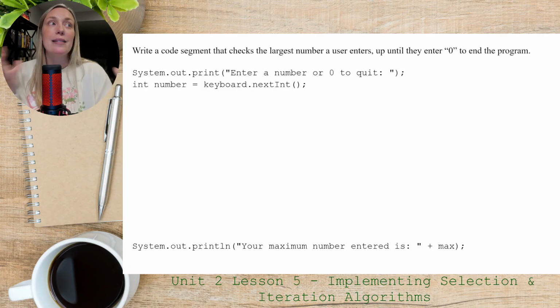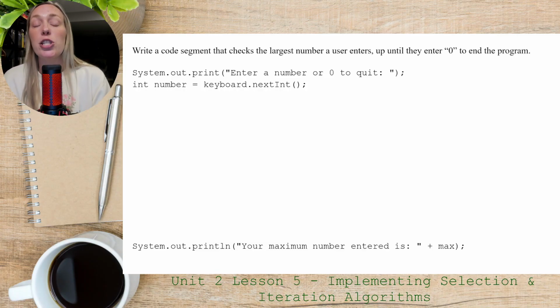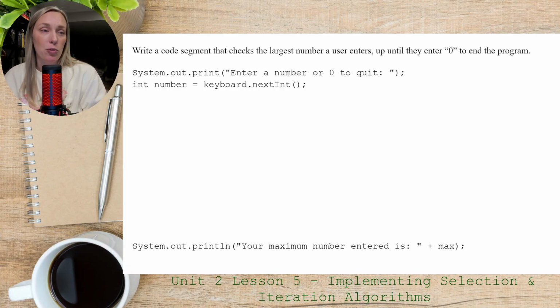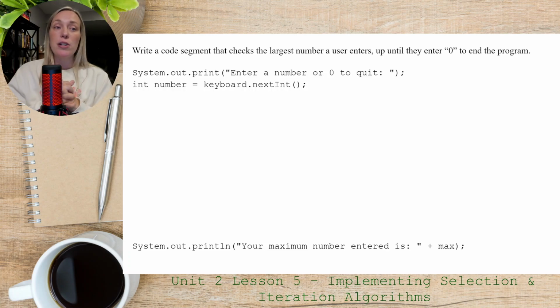So we're going to apply this to something we already know, which is user entered integers. We're going to write a code segment that checks the largest number a user enters up until they enter 0 to end the program. Again, we'll apply this algorithm to data structures later, but for right now, let's just work with what we know, okay? So the instructions: enter a number or 0 to quit. The user is going to enter a number that we're going to store in the variable number.